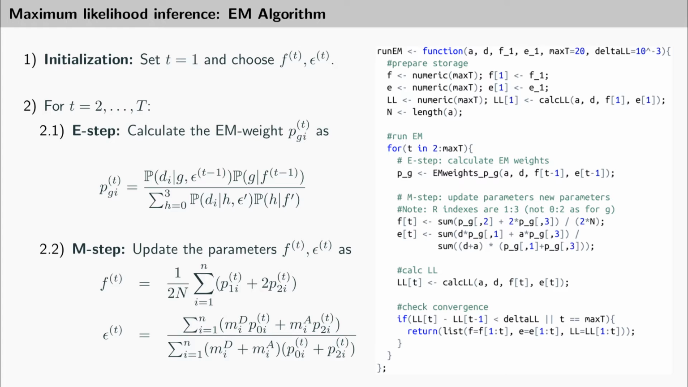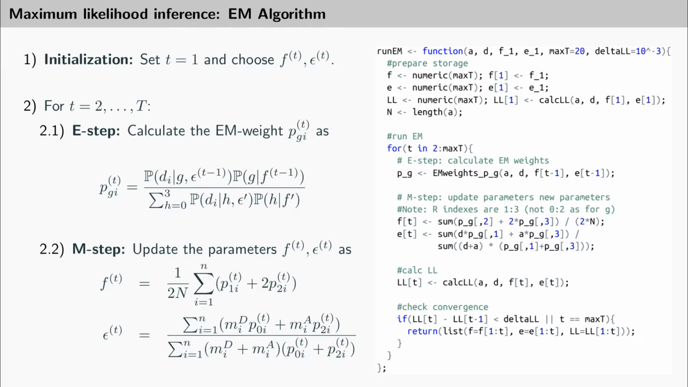This is done within the for loop, and within the for loop we have these two steps, the E step and the M step. In the E step we have to calculate the EM weights, PG, and for those we need the function that we just defined before. In the M step we will then update both f and epsilon using the equations shown on the left.